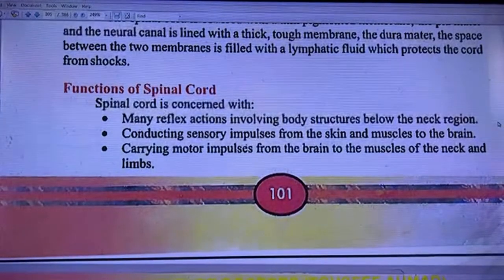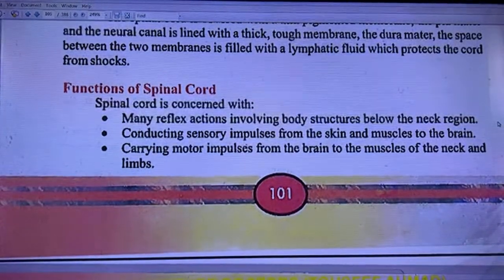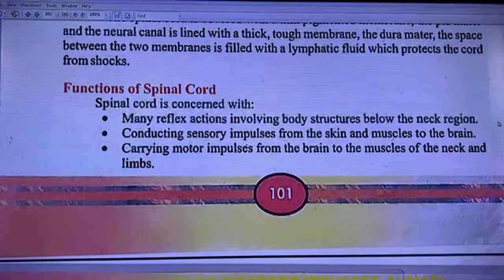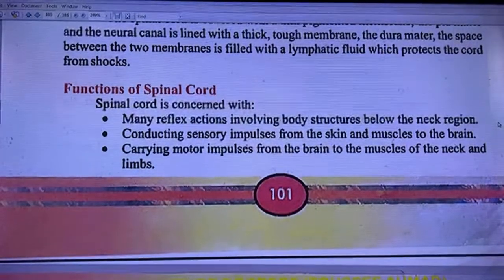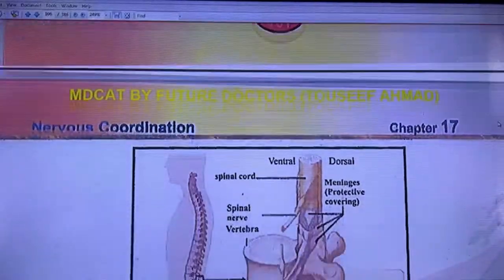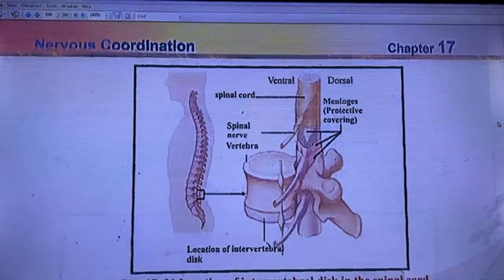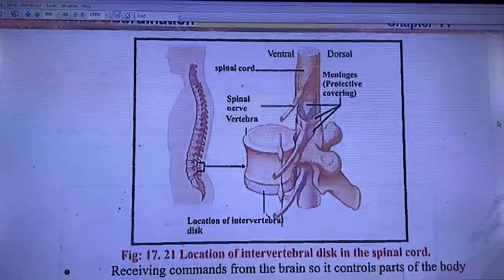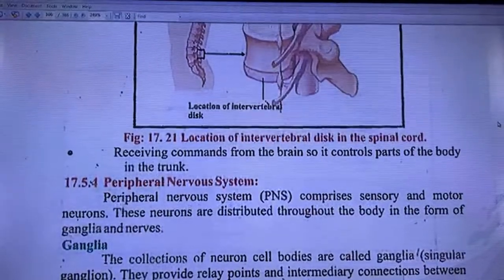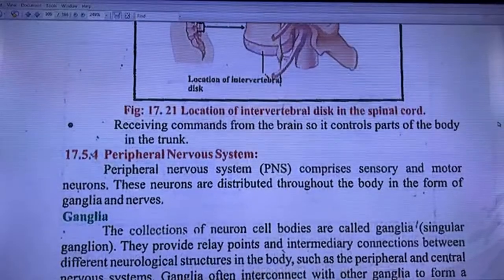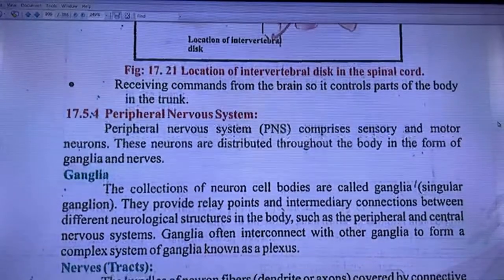Spinal cord is concerned with many reflex actions involving body structures below the neck region, conducting sensory impulses from the skin and muscles to the brain, and carrying motor impulses from the brain to the muscles of the neck and limbs. Receiving commands from the brain, it controls parts of the body in the trunk.